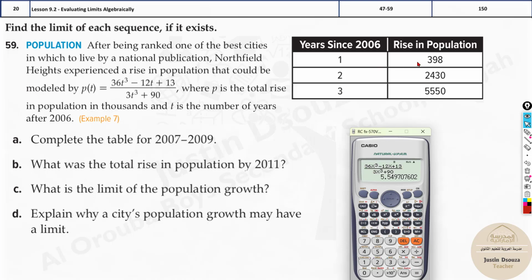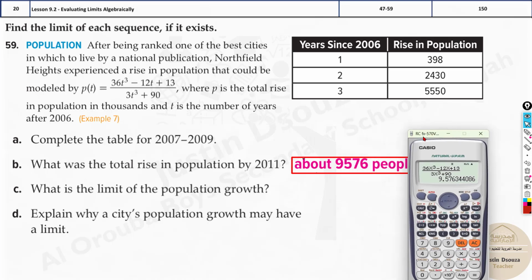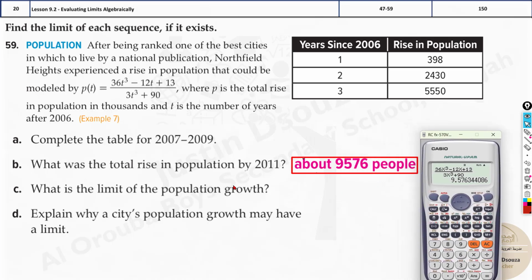So that is the first answer. You can see here, that's the table, 5550, because we have to multiply this by 1000, right? That will be 5550. And now what is the next one? What was the total rise by 2011? We know this is from 2006, right? 11 minus 6 is 5. So calculated at 5, the rise was about 9,576 people.